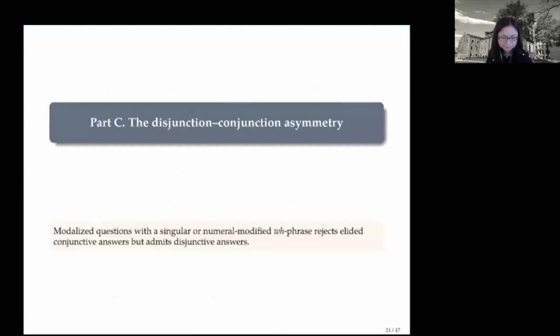Part C. Part C is a focus on, I think, probably the most interesting part of this talk, which is the symmetry between disjunctions and conjunctions. The observation is that modalized questions with a singular or numeral modified Davidge phrase reject elided conjunctive answers but admit disjunctive answers.